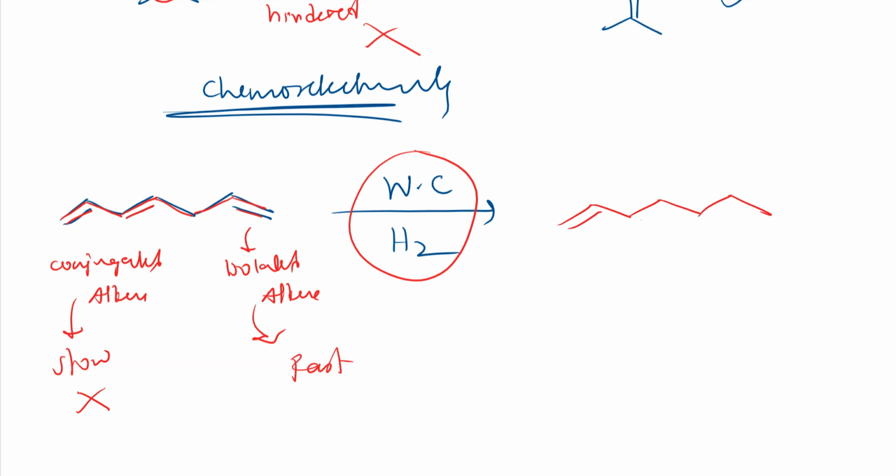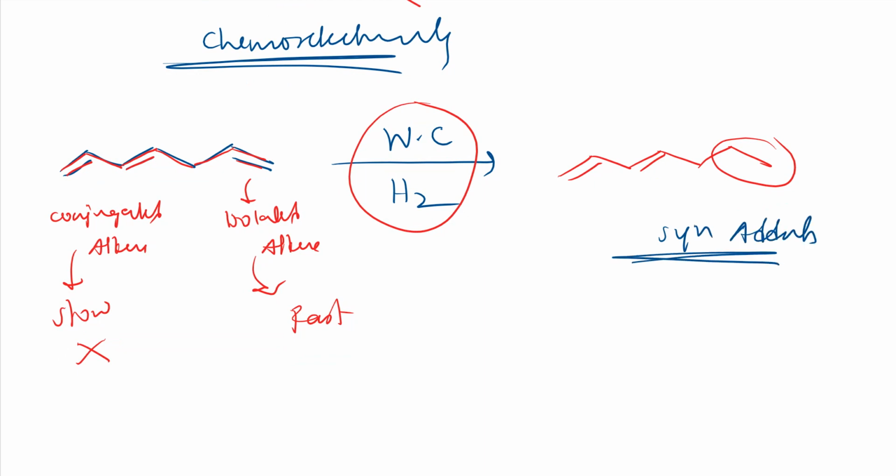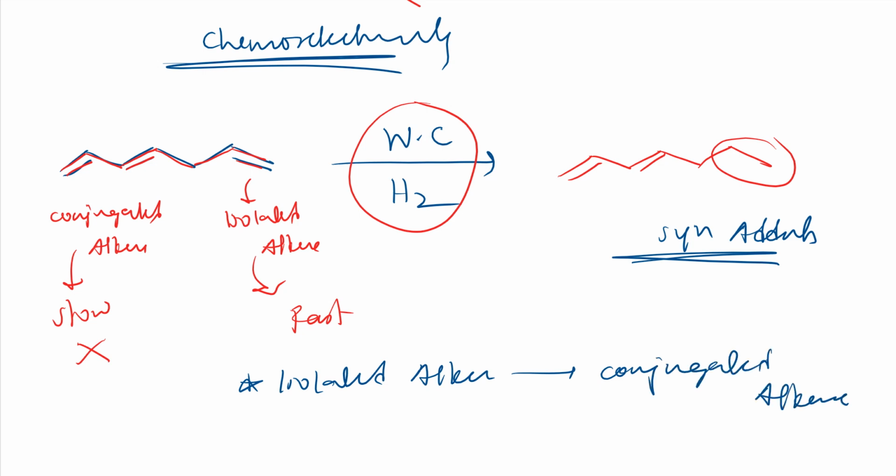Only hydrogen addition, syn addition, happens there, right? That hydrogen I can show, or if I do not show, it is all understood, right? So it is syn addition. So what you need to remember: first, it will only hydrogenate the less hindered alkene. Second point, it will react very fast with cis alkene compared to trans alkene. And the third point, it will react fast with isolated alkene compared to conjugated alkene, right? So this point you should remember.